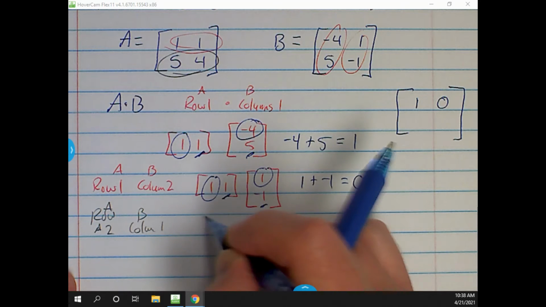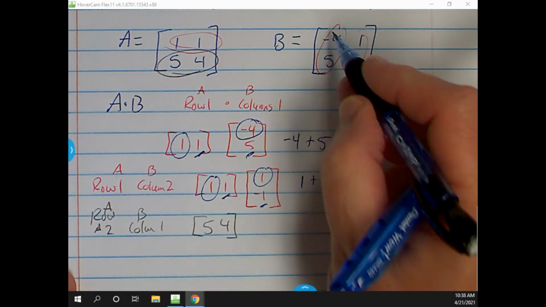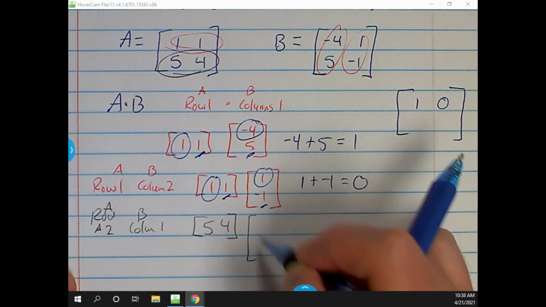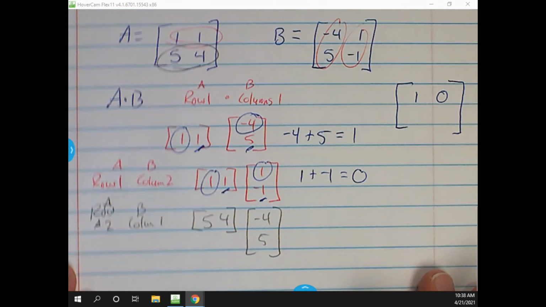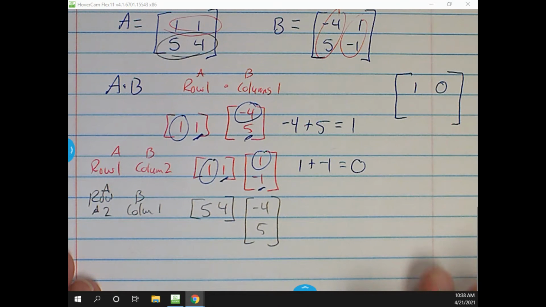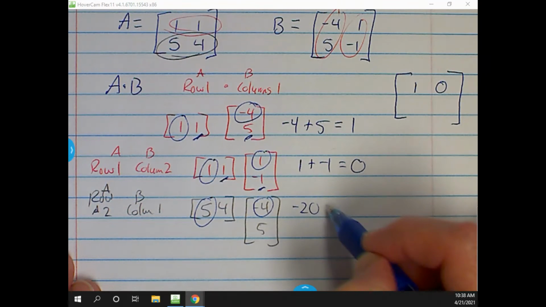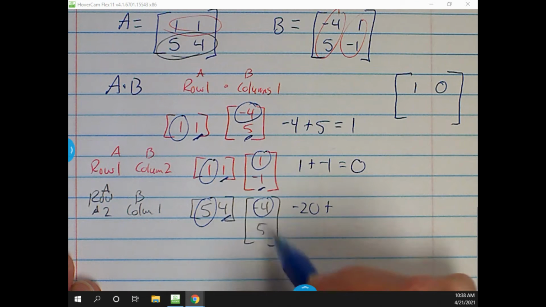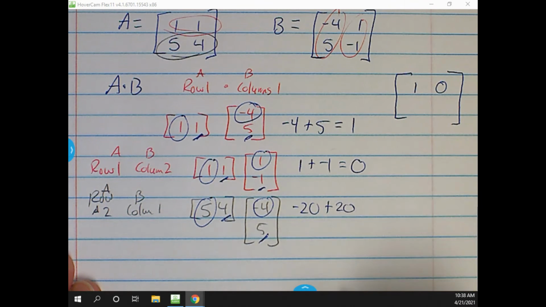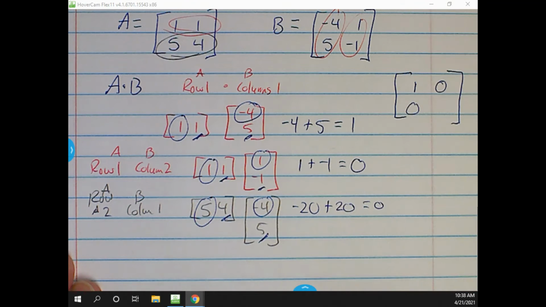Okay, so now we're going to do 5, 4 times negative 4, 5. All right, so we got 5 times negative 4 for negative 20. And we're also going to do 4 times 5, which would be just a regular 20. So negative 20 plus 20 would be 0. All right, so far so good.